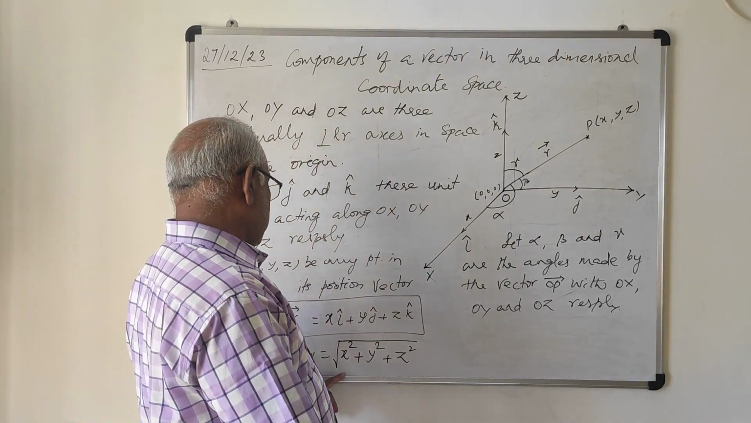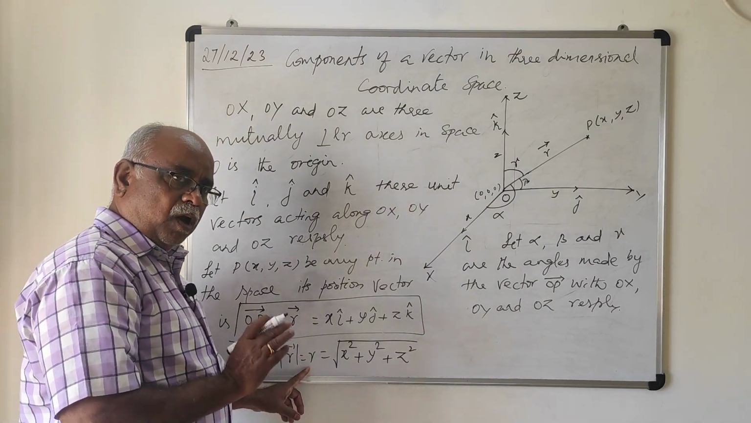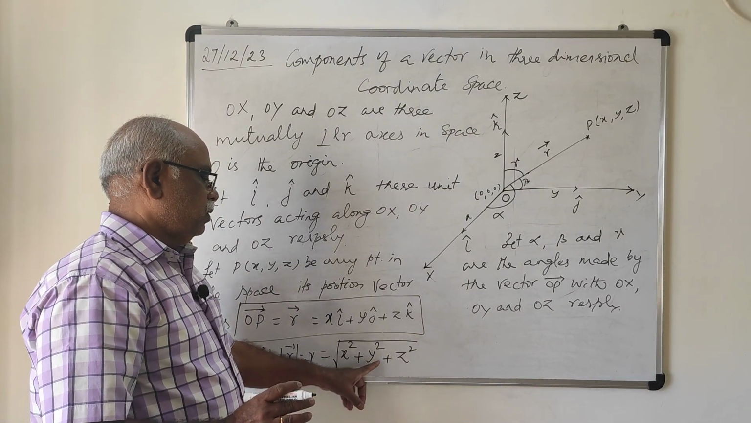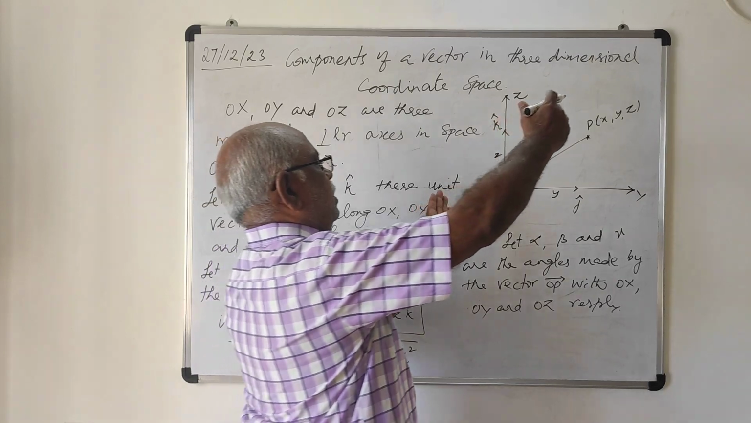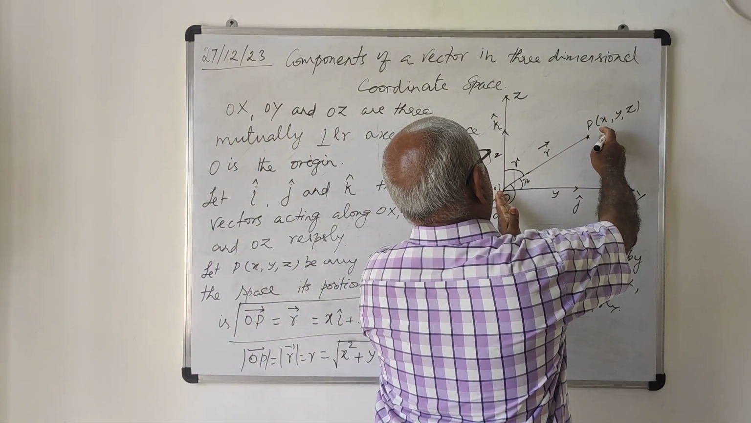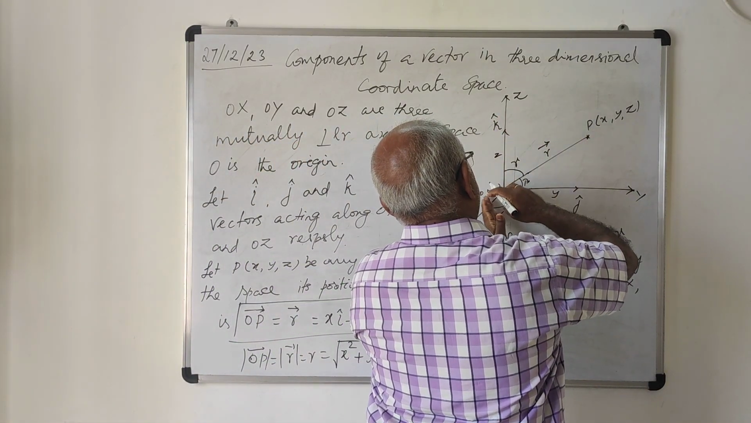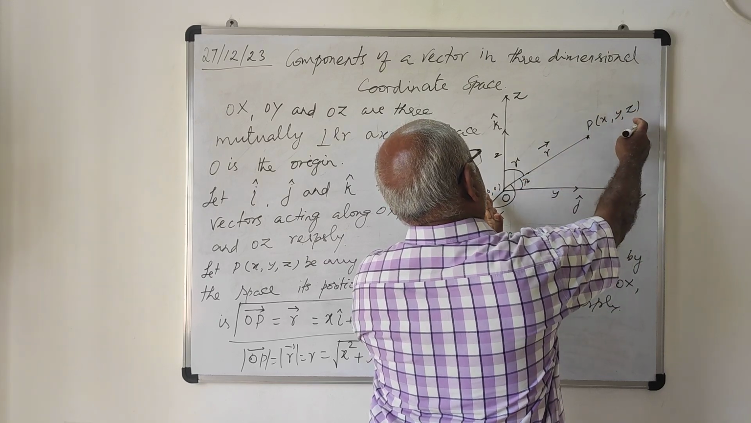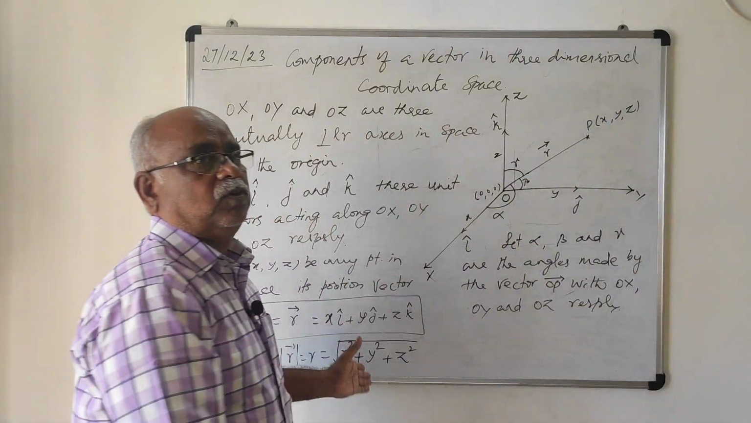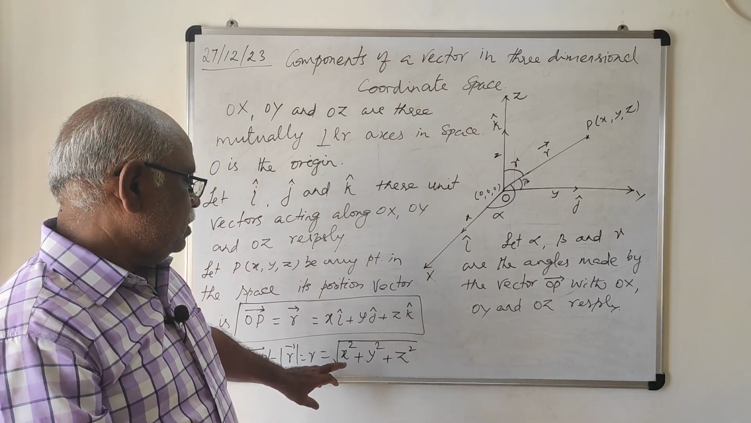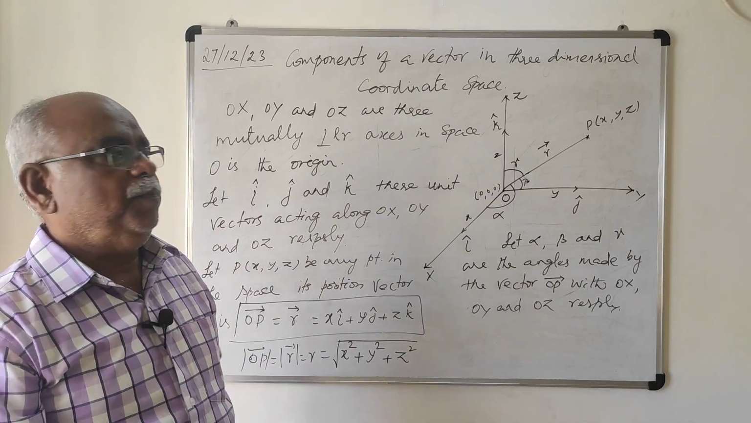The modulus of the R vector is defined by small r, which is equal to root of x square plus y square plus z square. This is nothing but the distance between O and P by the distance formula. This is the magnitude of the vector OP, that is R.